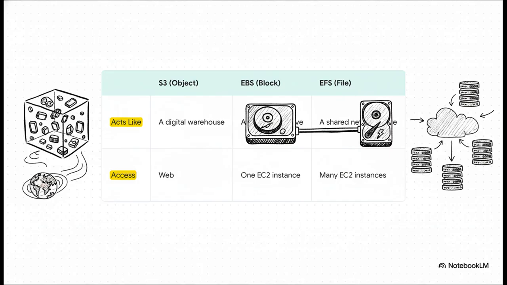Now this slide is super important because this is where folks can get a little confused. There are three main flavors of storage. You've got S3, which is for whole files or objects that you access over the web. Then there's EBS, or Elastic Block Store. Think of this one just like a virtual hard drive that you plug directly into one of your EC2 servers. And finally, you have EFS, the Elastic File System, which acts like a shared network drive that lots of different servers can all access at the same time.